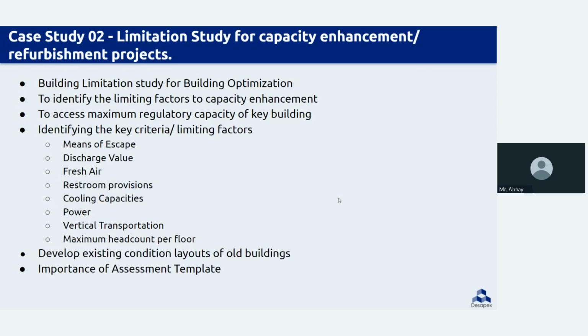The key items identified as limiting factors, as you can see on the screen, were the means of escape, then the discharge value, the fresh air provision, the restroom provisions, the cooling and electrical loads, the vertical transportation, and the maximum head count we can have per floor. Whenever we increase capacity, the codes or standards and the building should support it.